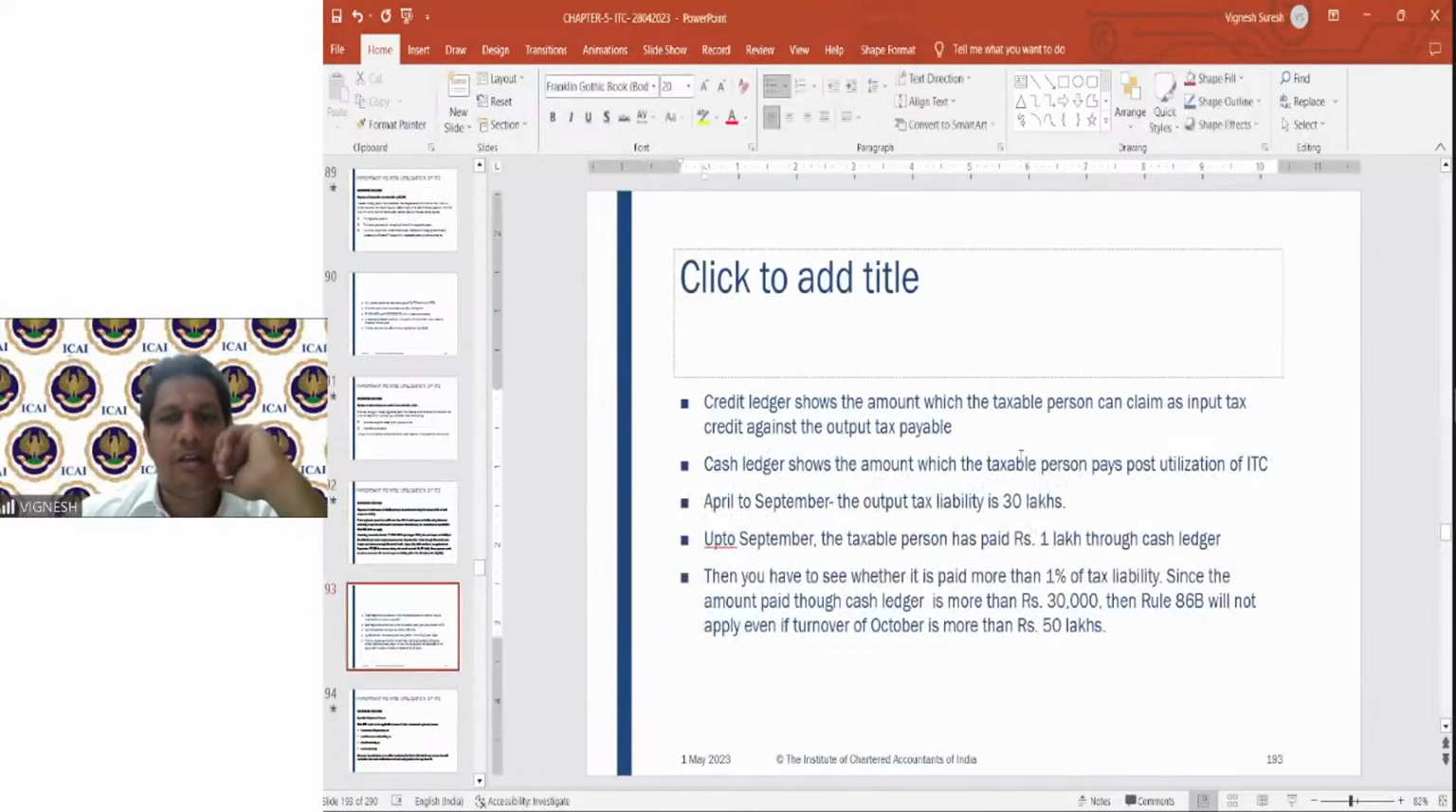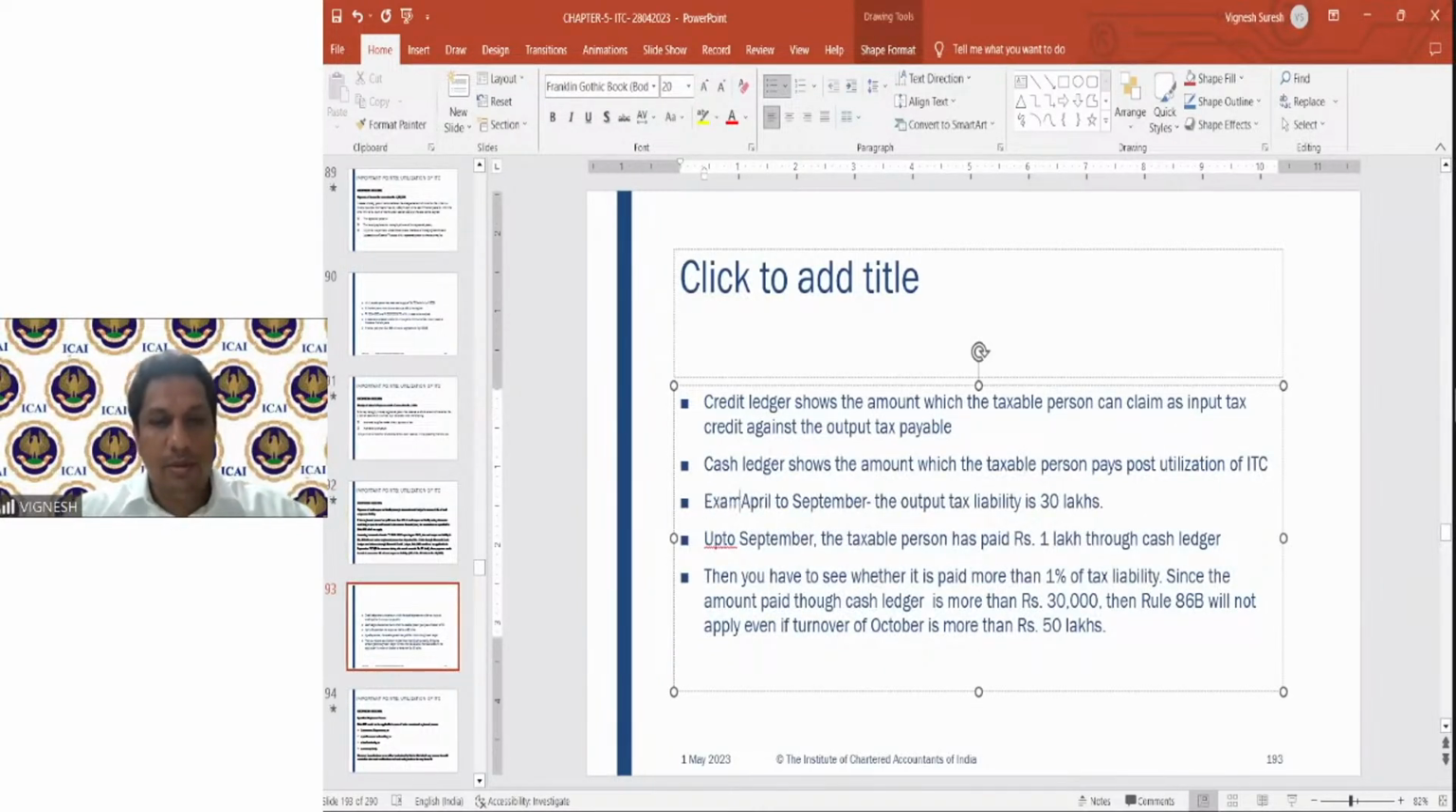Fine. So did you understand this, everyone? April to September, this is just an example. April to September output liability is 30 lakhs. You have paid more than 30,000 till September. Then in October the turnover limit increases, and then it is not applicable.